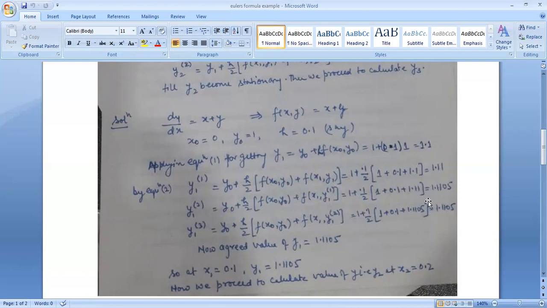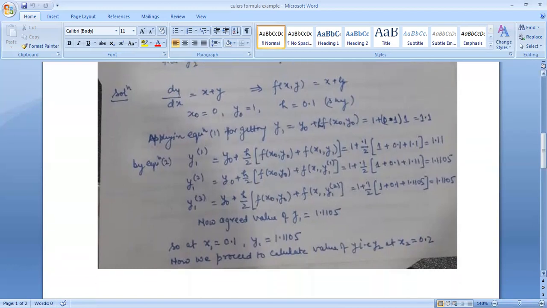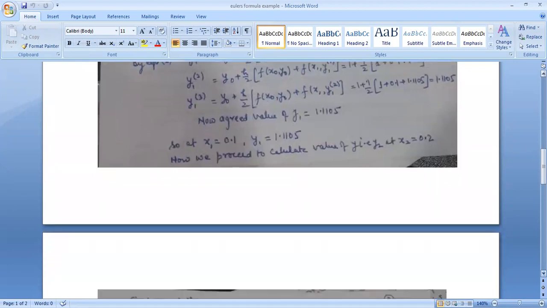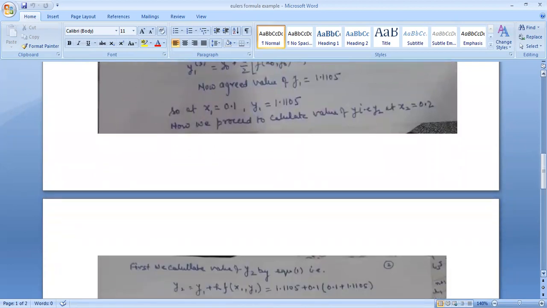Now these two values are nearly equal. It means the agreed value, or the final value, of y1 is 1.1105. Now once we are able to find out the value of y1, we start calculating the value of y2. That will be the value calculated at x is equal to 0.2. So at x is equal to 0.2, we will adopt formula number 1 to find out the value of y2.